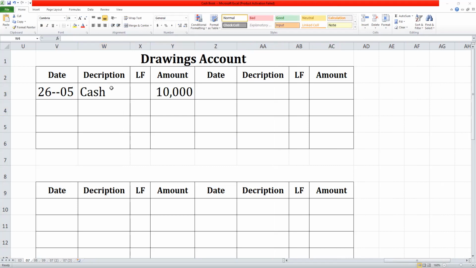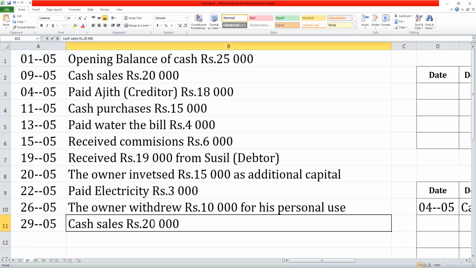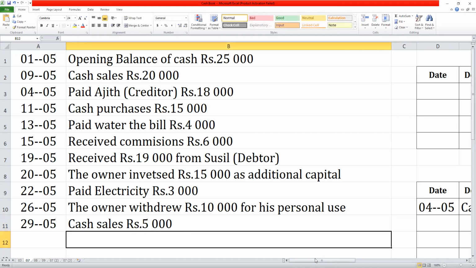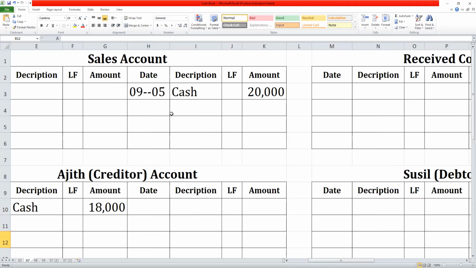Perfect. And the last transaction is on 29th of May. It is very simple. It is cash sales, rupees 5,000. Cash book is debited, no? So we don't need to open the sales account, because it is already there. The same account should be used. 29th of May, cash, it is 5,000 rupees.